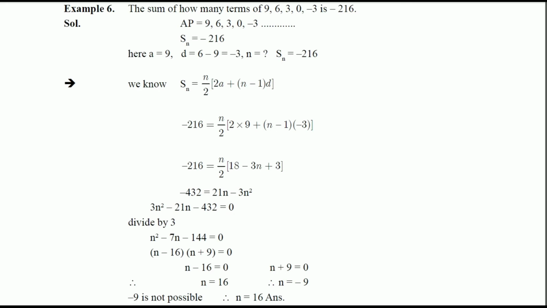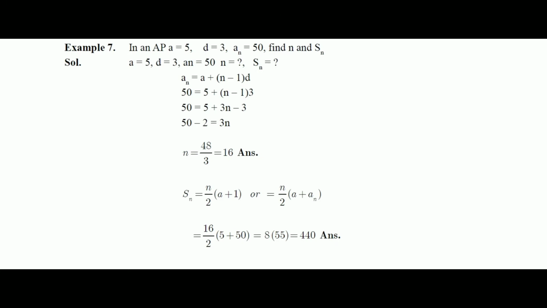Because the number of terms cannot be negative, the counting number of terms will be 16. Means when we add the terms 9, 6, 3, 0, -3 and so on, and we want the sum -216, the number of terms should be 16, or the 16 terms will give -216 as total. Let us proceed further to the next example.